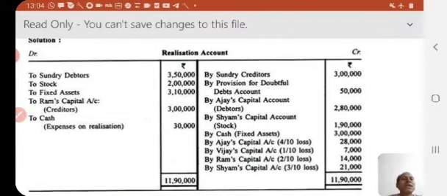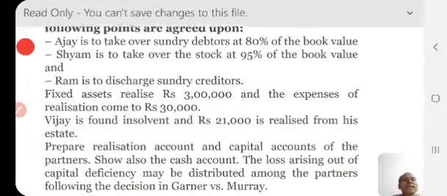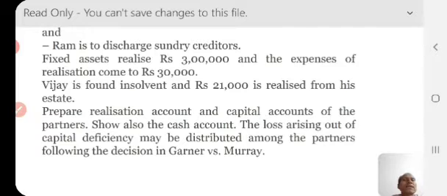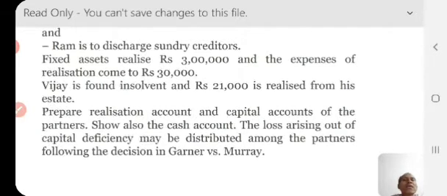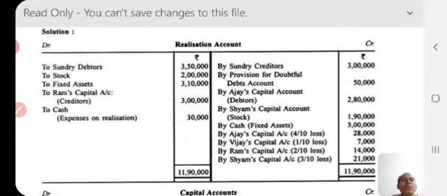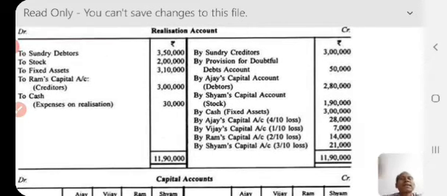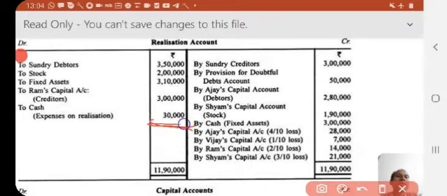Now fixed assets, nothing is said. So fixed asset is realized. It is said that fixed asset is realized for 3 lakhs. See, fixed assets realized for rupees 3 lakhs and the expenses of revaluation come to 30,000. All these things should be recorded. See this. Expenses at the debit side. See, this is expense. And this is cash realized on fixed assets, 3 lakhs. Over.